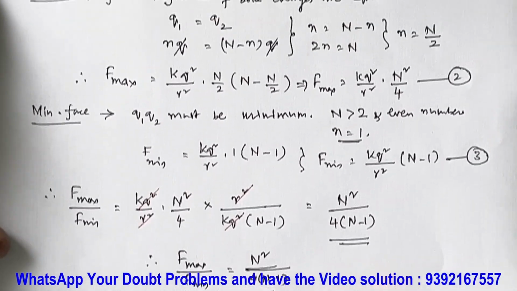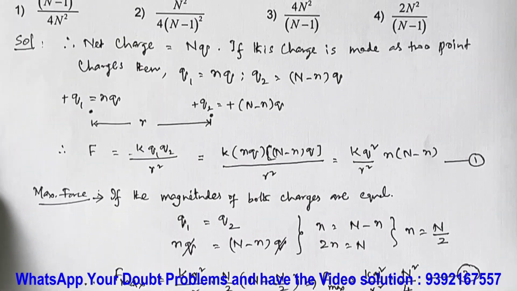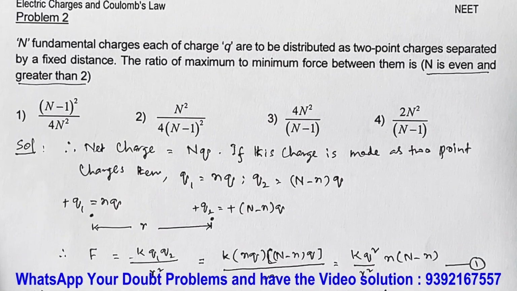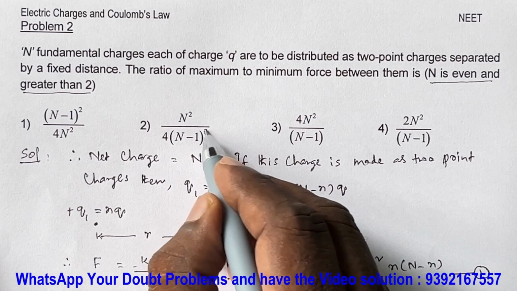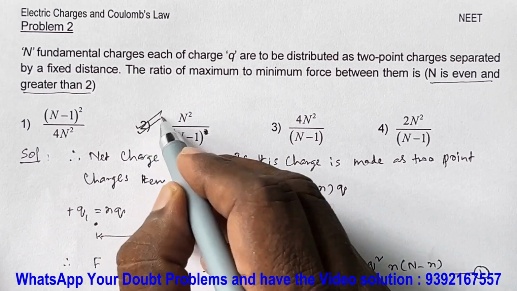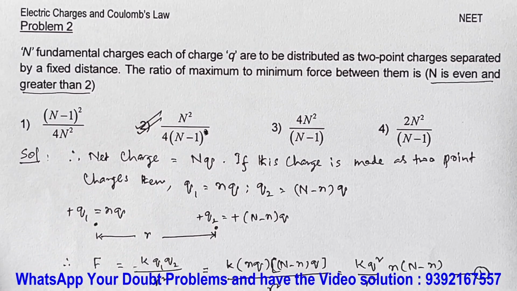So let us see which option is correct. So N square by 4 into N minus 1. So here it may be a typing mistake. So the second option is the correct option.